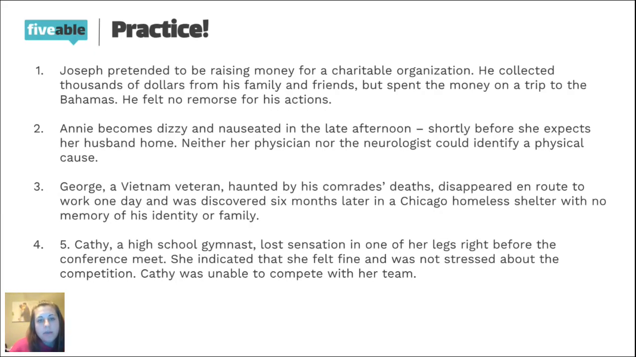This one is from last time, or maybe you'll just be able to identify it. George, a Vietnam veteran, is haunted by his comrade's death. He disappeared en route to work one day and was discovered 6 months later in a Chicago homeless shelter with no memory of his identity or family. What is George suffering from?